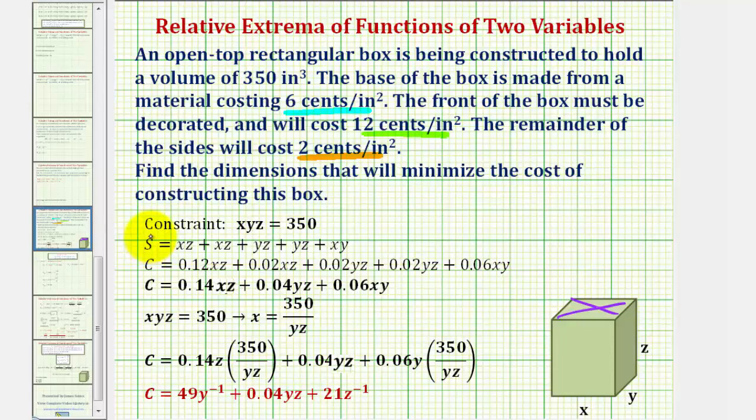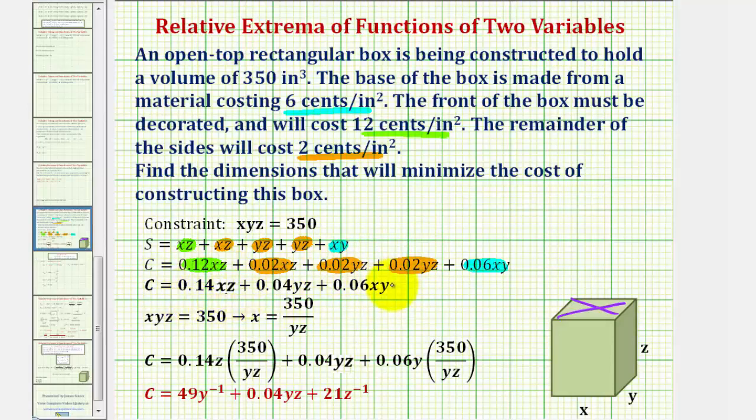And now we'll convert the surface area to the cost equation. Because the bottom costs 6 cents per square inch, where the area of the bottom is x times y, notice how for the cost function, we multiply the xy term by 6 cents. And because the front costs 12 cents per square inch, where the area of the front would be x times z, we'll multiply this xz term by 12 cents in the cost function. The remaining sides cost 2 cents per square inch, so these three areas are all multiplied by 0.02 or 2 cents. Combining like terms, we have this cost function here.